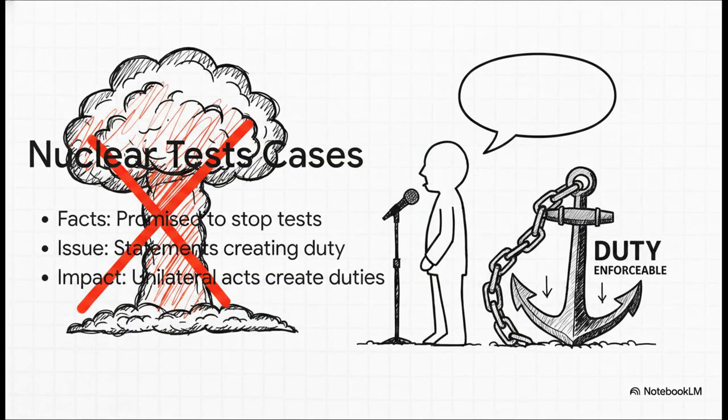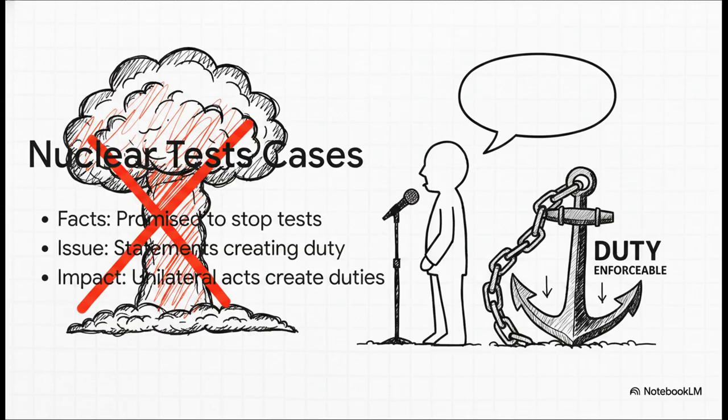And our last major one, the nuclear test cases between Australia, New Zealand, and France. France was conducting atmospheric nuclear tests, but their president and defense minister came out and publicly announced they would stop. Australia and New Zealand still wanted a formal court judgment to be sure. But the ICJ basically said, no, those public statements were enough. When your exam asks you about alternative sources, use this case. It proves that a simple, unilateral public declaration, if made with a clear intent to be bound, instantly creates real, enforceable legal obligations.